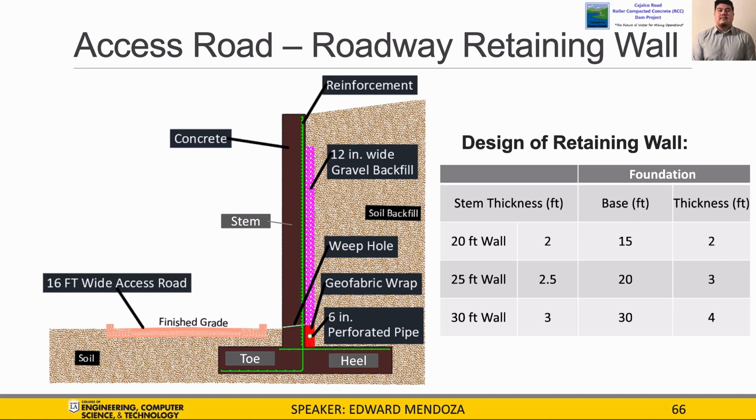The walls will also have a 6-inch perforated pipe with geofabric wrap and a 12-inch backfill for drainage of the soil. We also included weep holes to minimize the possibility of excess pressure buildup. The wall stem thicknesses will range from 2 to 3 feet, and the foundations will be 15 to 30 feet in length and 2 to 4 feet in thickness depending on the height of the wall.